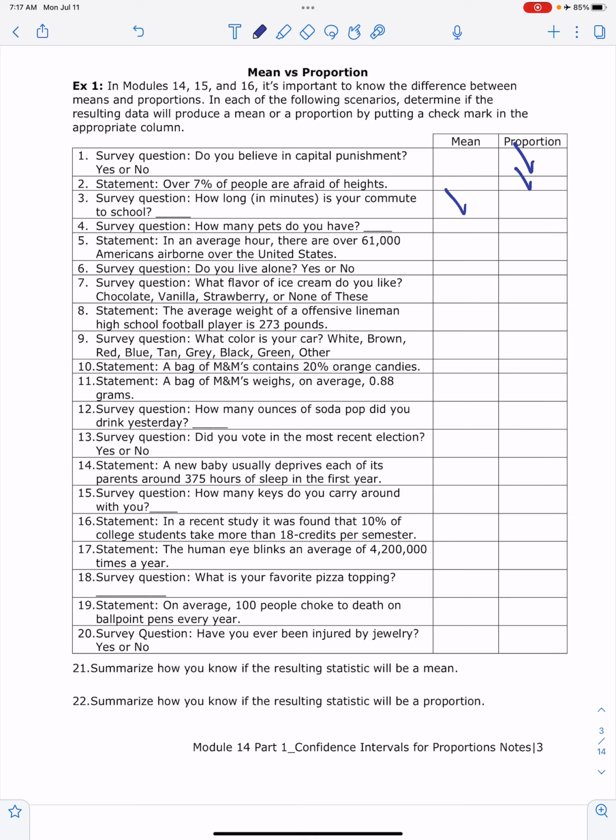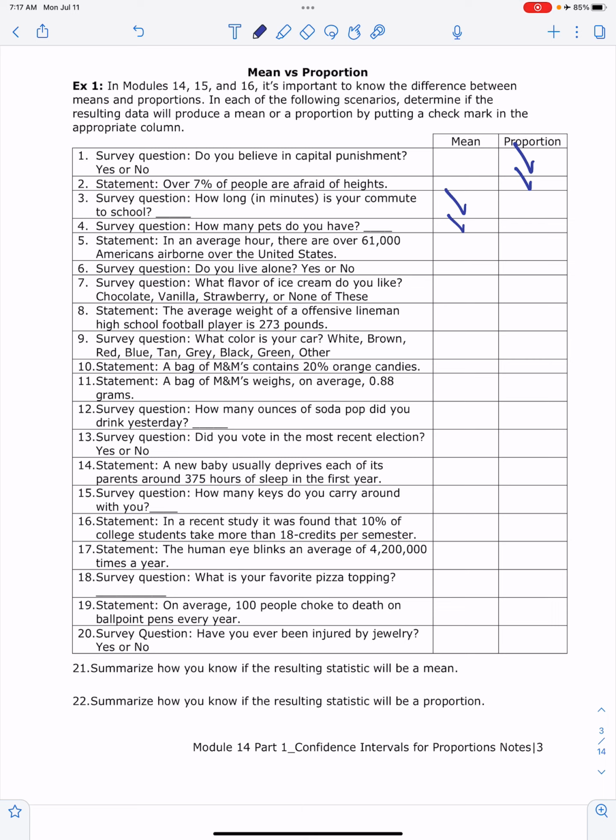Number 4, how many pets do you have? Again, that is going to be a mean. We are going to have numbers 0, 1, 2, 17, whatever. We could take an average of that and figure out what is the average number of pets that people have.